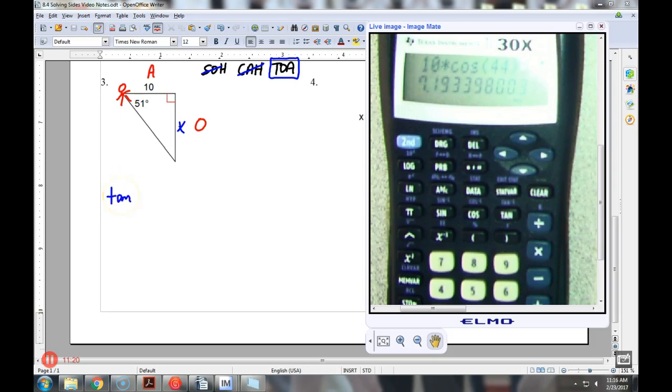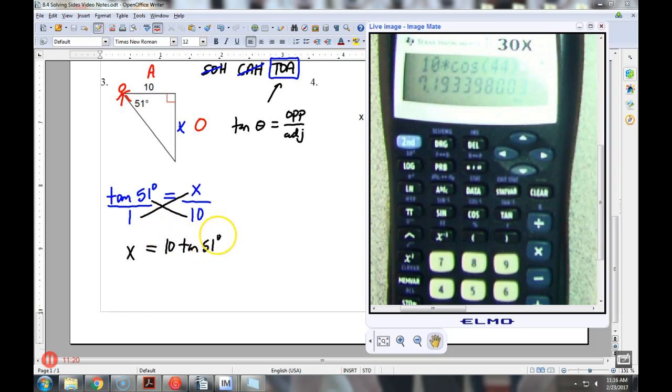The tangent, when standing on 51 degrees, is equal to the opposite over the adjacent. Because remember, tan of any angle is the opposite over the adjacent. That's what this symbolizes here. So we set it up as a proportion again, and I'm going to cross multiply. So I get x equals 10 times the tangent of 51 degrees.